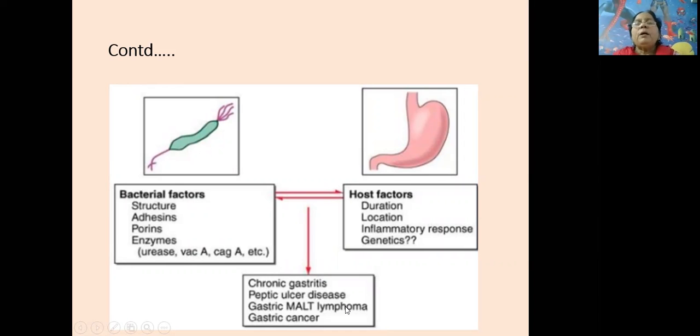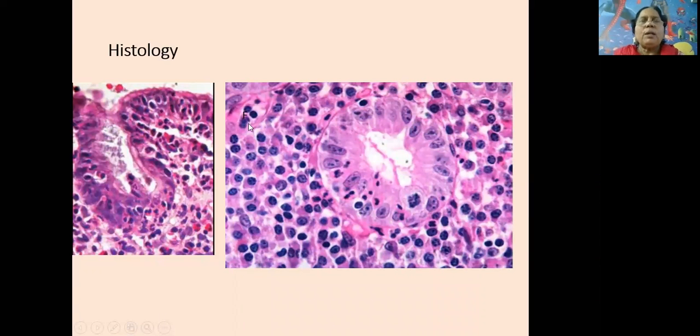So if a question on H. pylori induced lesions is asked, it can be chronic gastritis, peptic ulcer disease, gastric MALT lymphoma, or gastric cancer. Under histology, since this is a pathology paper, some histology also must be written.